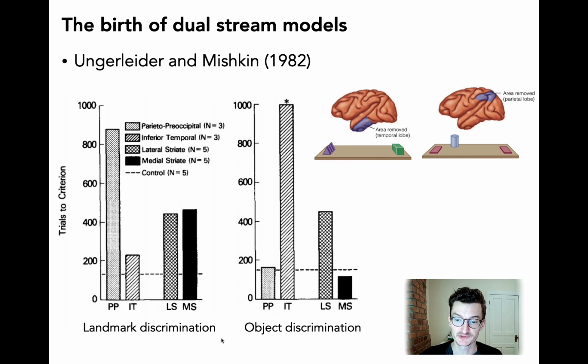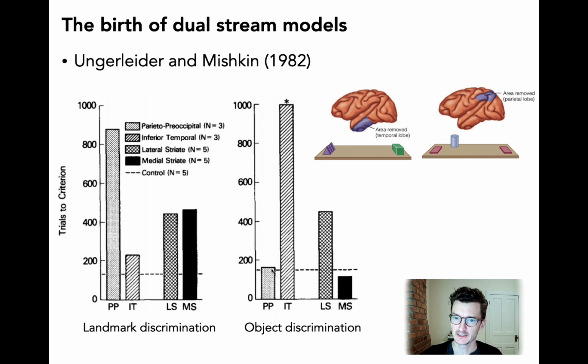Let's look at the object discrimination task. In this case, we basically see the opposite pattern of results, right? Animals with lesions in the temporal lobe, terrible at distinguishing objects, terrible at telling the difference between a triangle and a square. Animals with lesions in the parietal lobe, they seem to be able to do that without any difficulty.